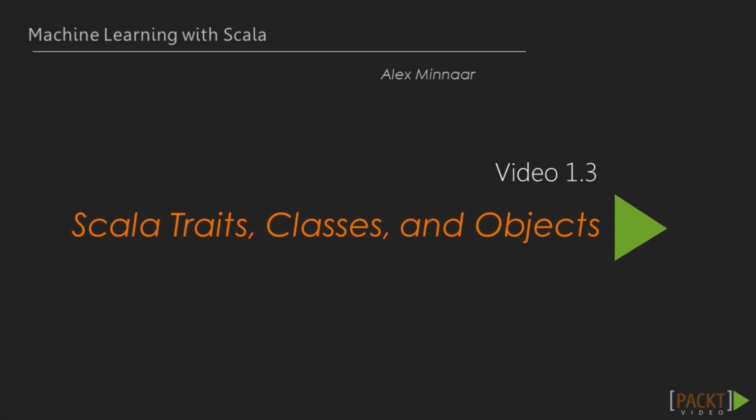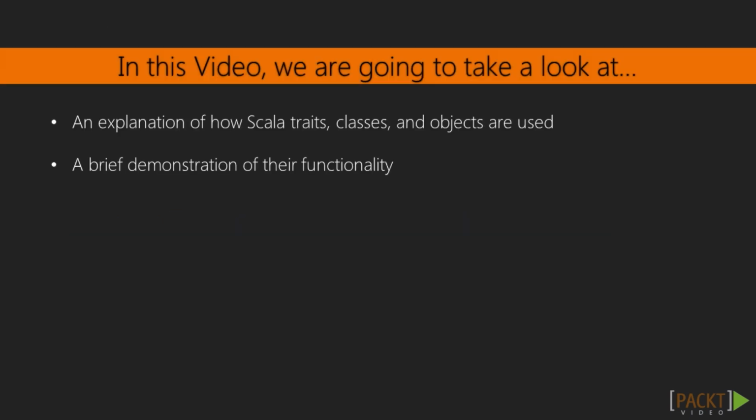Hello and welcome to the third video of this section. In the last video, we discussed some of Scala's most commonly used functional combinators. In this video, we will discuss Scala's traits, classes, and objects, which are used to handle the problems associated with abstraction and inheritance when building large programs in Scala. We will explain what traits, classes, and objects are and when each one should be used. We will also go back into the Scala REPL and demonstrate their respective functionality.